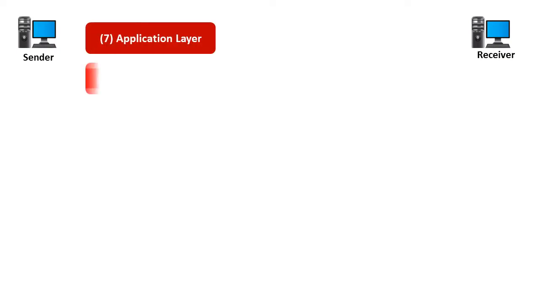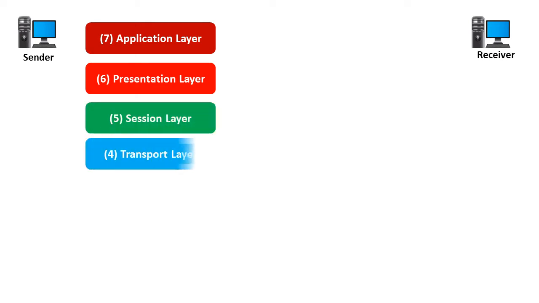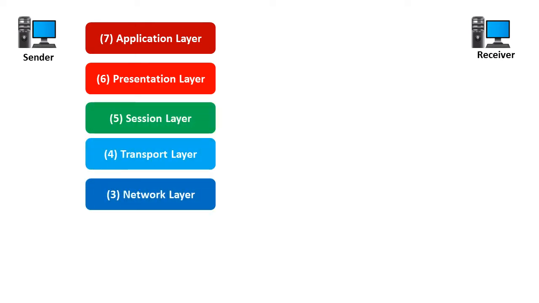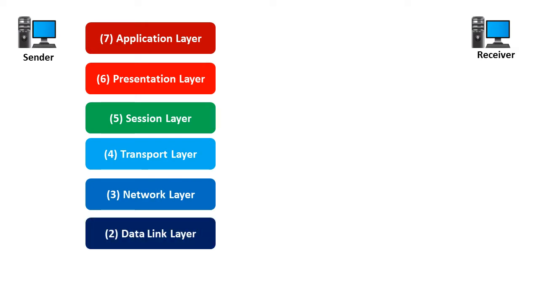Therefore, when the sender sends a data packet, it will travel from the top application layer, presentation layer, session layer, transport layer, network layer, and data link layer, and at last to the physical layer.